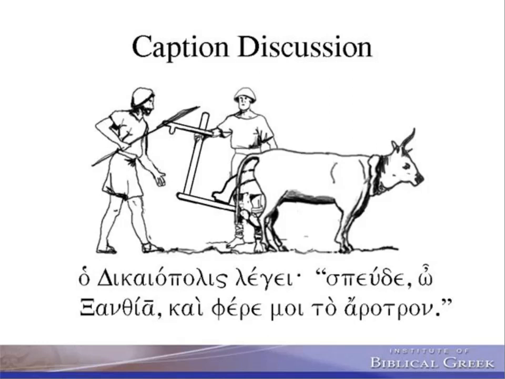Now, mu is a new word. I wonder if you can deduce the meaning of mu in this sentence. Spevda oxantia, keferi miu toarotron. We know that fere is the imperative to bring, so bring toarotron. Then we're left with mu. It almost sounds like English. Bring me the autotron. Fere miu toarotron.